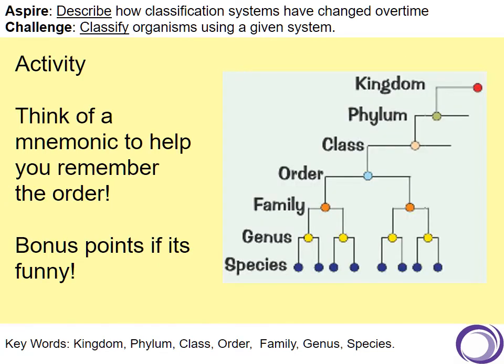Now, this order of classification that we met on the last slide, it's really important that you know: kingdom's the biggest group and species is the smallest group, and the order of size within that. So I'm going to give you 2 minutes to think of a rhyme that you can use to help you remember that order. And remember, you can use the first letters and see what you can come up with. And then I'm going to do the same, see what I can come up with. And in 2 minutes, I'll share my ideas with you. So 2 minutes starting now. Off you go.